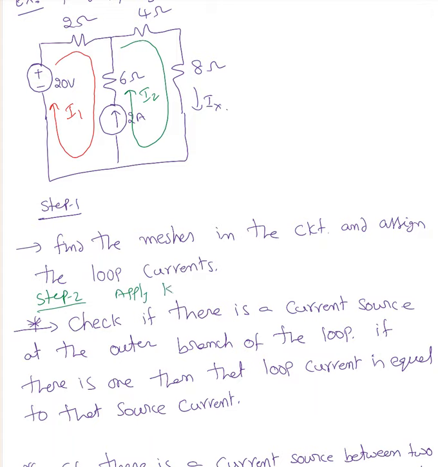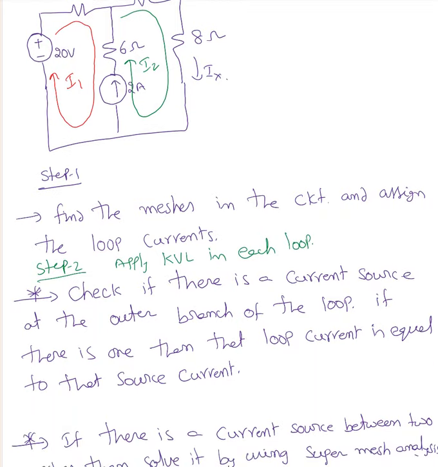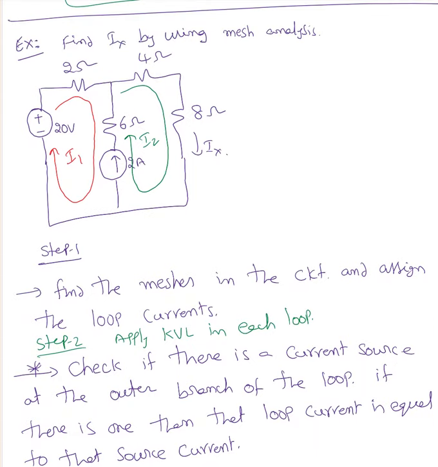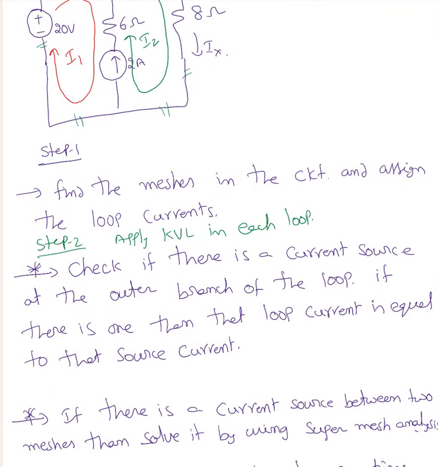But before applying KVL in each loop, you need to check these two things. First, check if there is a current source at the outer branch of the loop. If there is a current source at the outer branch of the loop, instead of a voltage source, then you don't need to apply KVL in this loop. I can take that loop current as that branch current. By the way, these are all the outer branches. I don't see any current source in these outer branches, so we don't need to worry about that part.